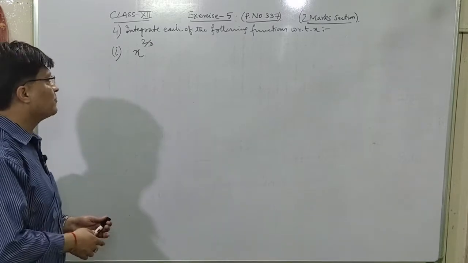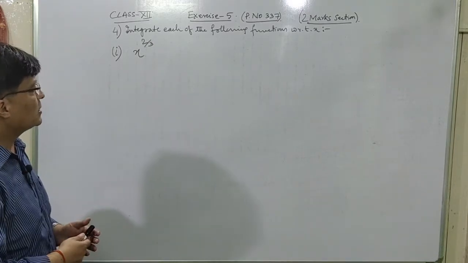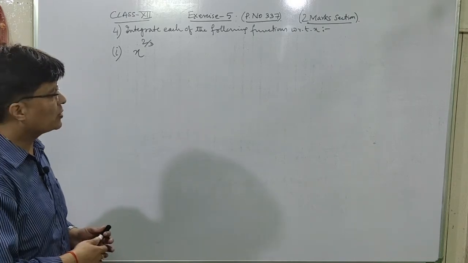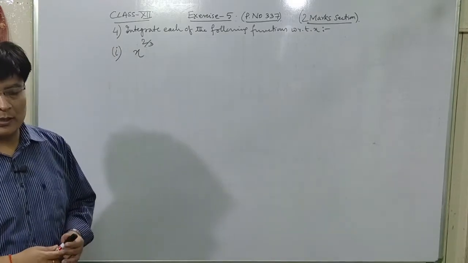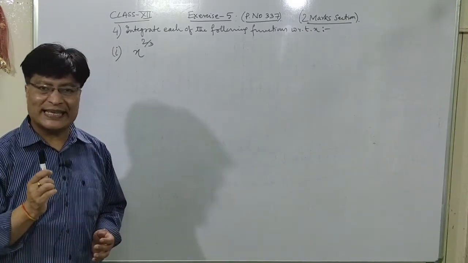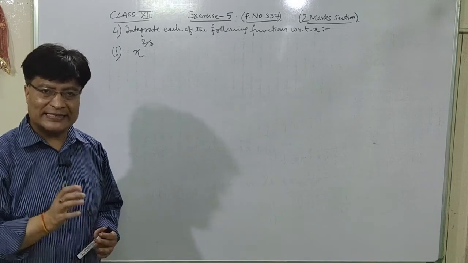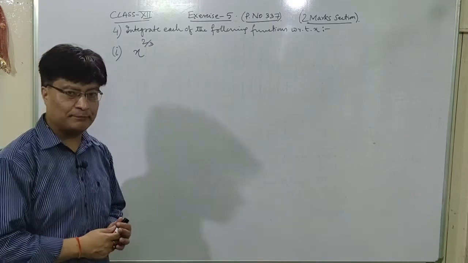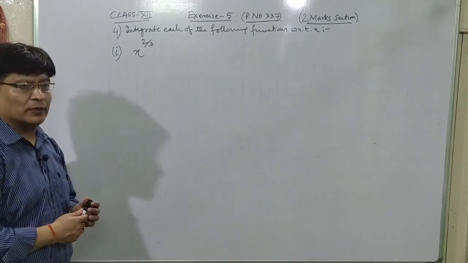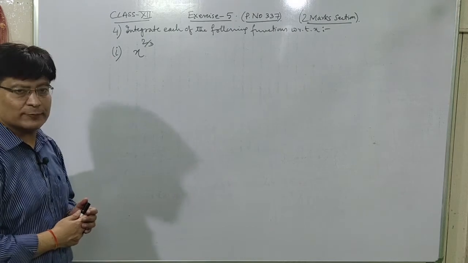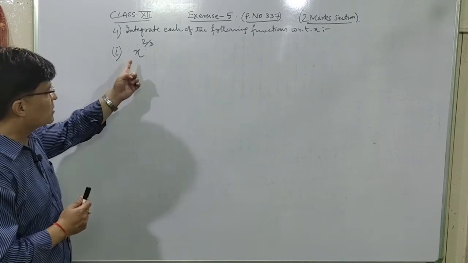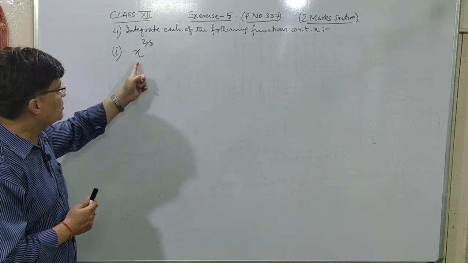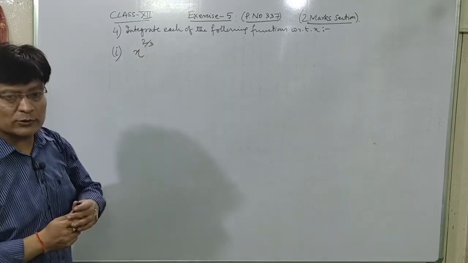Now we'll do this problem from the book, that is exercise 5, page number 337. This is from the 2-mark section from the book Higher Mathematics for Class 12 by Sailendra. So this is question number 4. Integrate each of the following functions with respect to x. In number 1, the function is given as x to the power 2 by 3. You have to integrate x to the power 2 by 3 with respect to x.